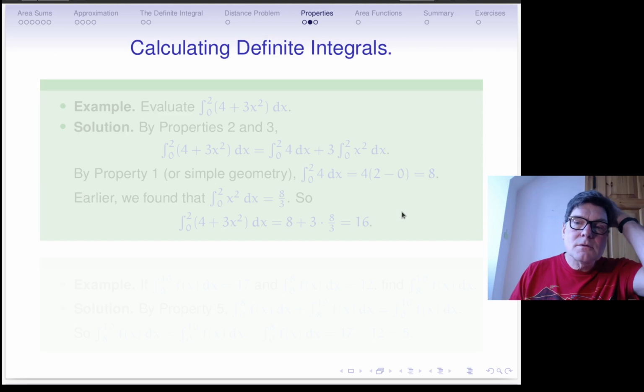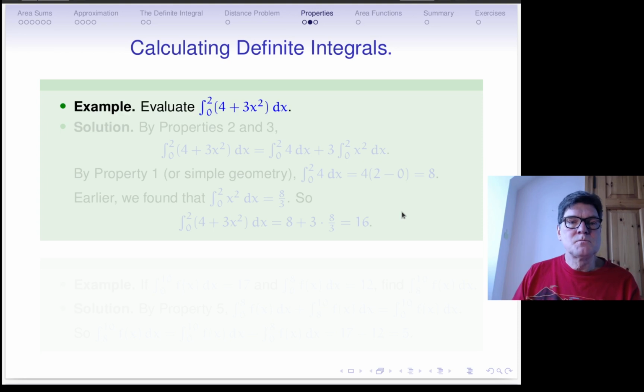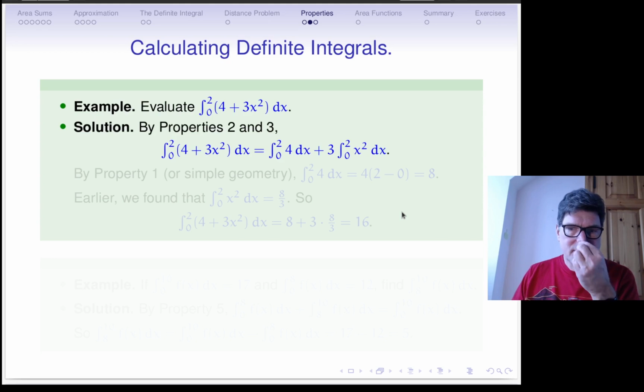Here I want to apply these properties to quickly calculate integrals. The property of sums and multiples of functions. Integrals of sums and multiples of functions allow me to evaluate the integral from 0 to 2 of 4 plus 3x squared dx as follows.